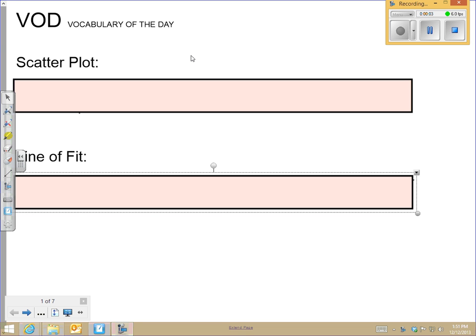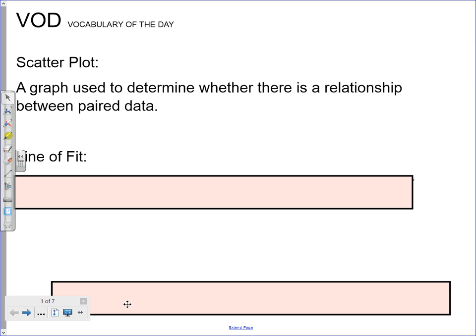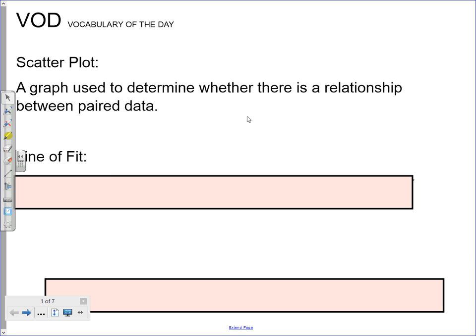Right, guys, we are in 4.6, Fit a Line to Data, starting on page 264. Two vocabulary words of the day. The first vocabulary word of the day is scatter plot, and these are defined in your book. But a scatter plot is a graph used to determine whether there is a relationship between paired data.